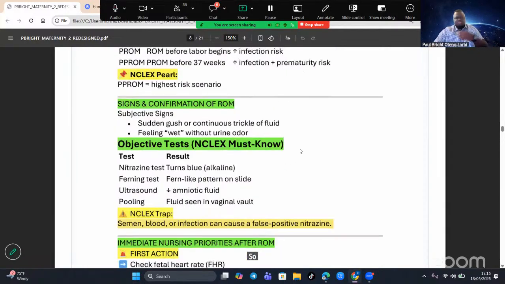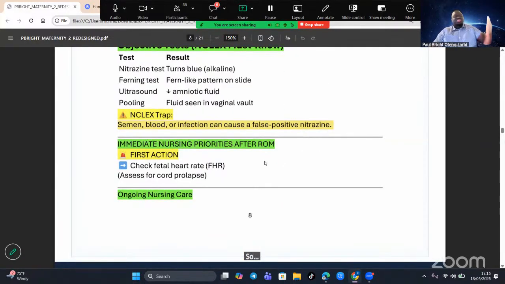So, somebody who sees sperm, blood, infection in this fluid, these are all false positive nitrazine tests. Okay, don't go and say this is a confirmation of rupture of membrane. No. So take note of that.